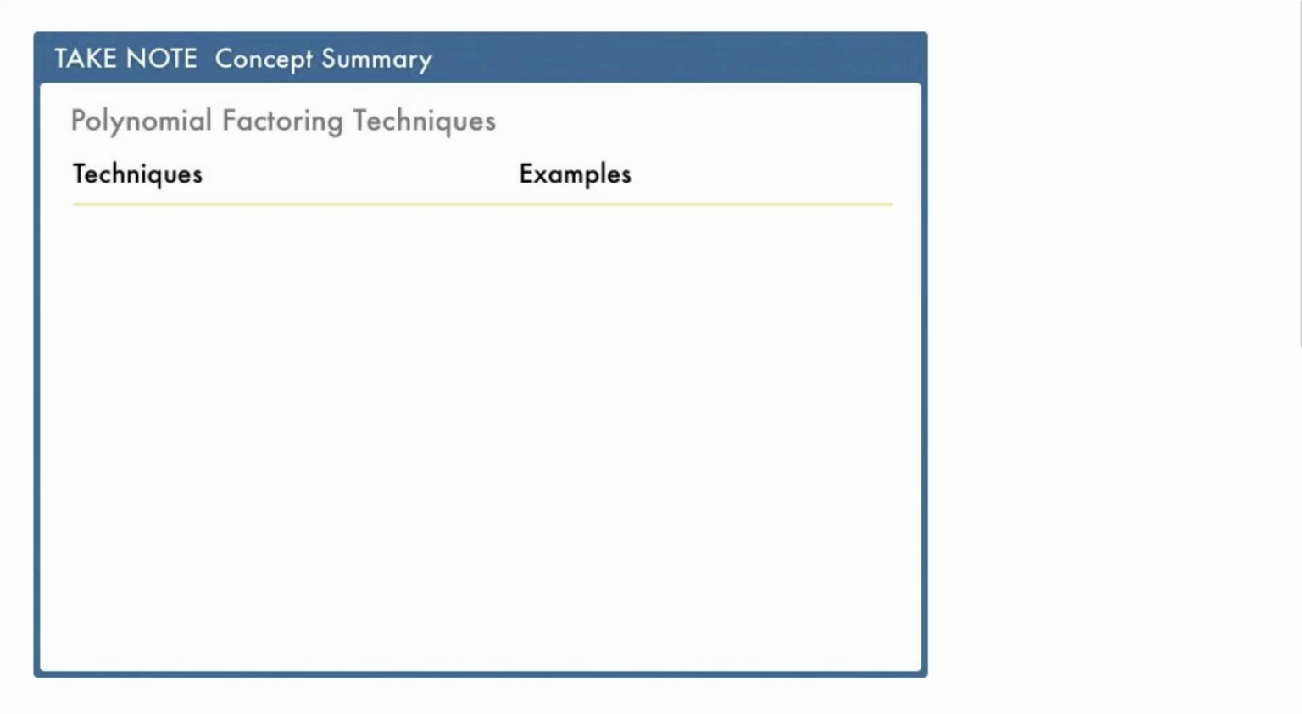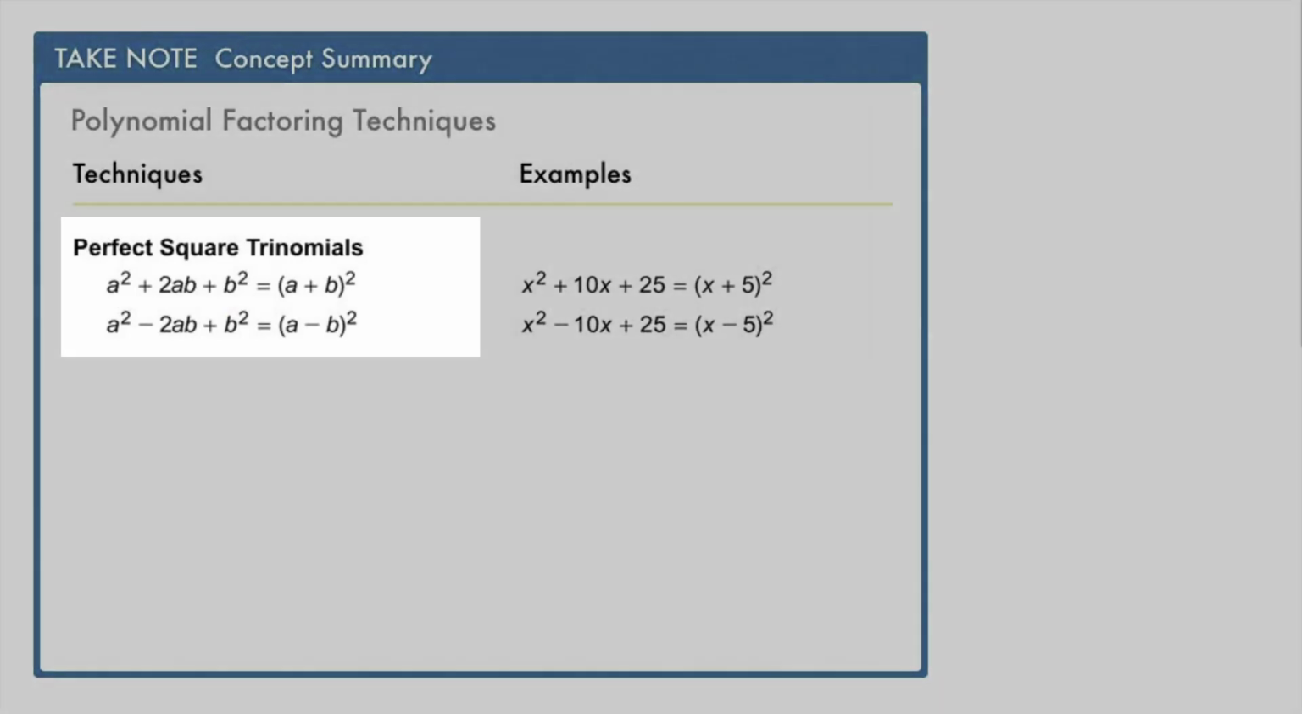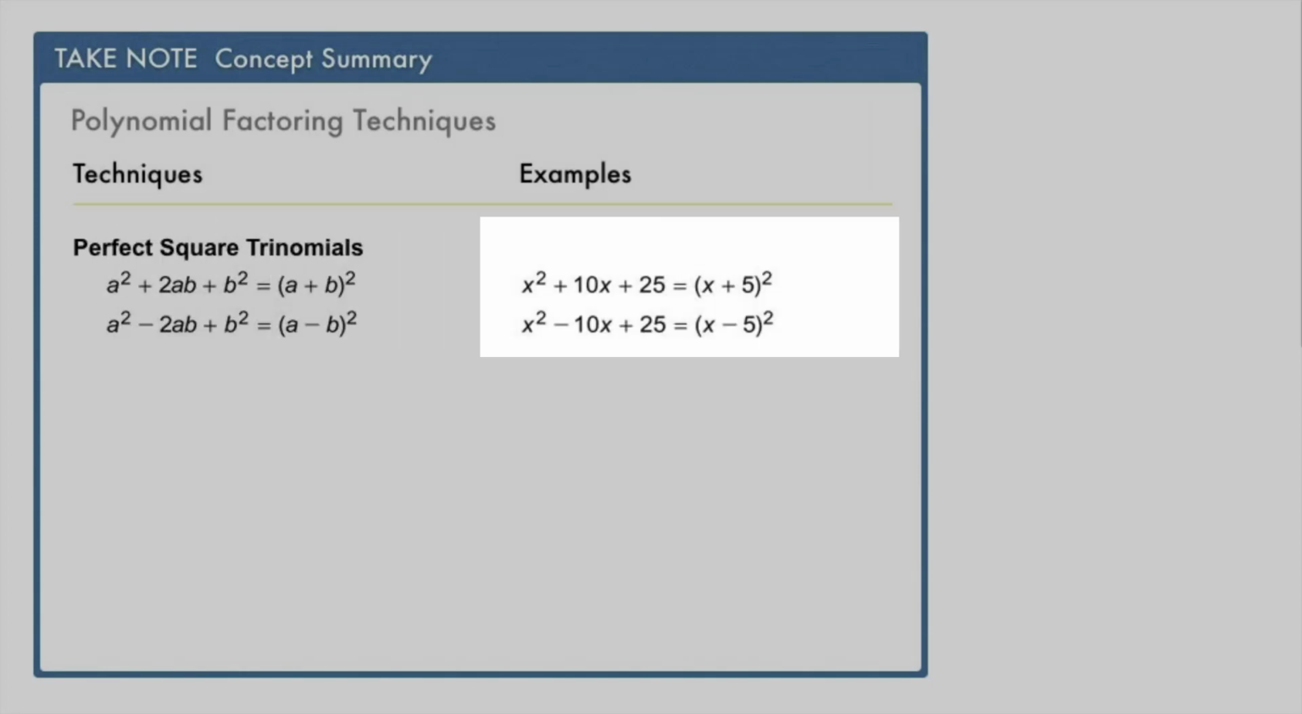Take note, concept summary, polynomial factoring techniques. Again, techniques on the left, examples on the right. Perfect square trinomials. A squared plus 2ab plus b squared equals the binomial a plus b squared. And a squared minus 2ab plus b squared equals the binomial a minus b squared. Examples. First, x squared plus 10x plus 25 equals the binomial x plus 5 squared. And next, x squared minus 10x plus 25 equals the binomial x minus 5 squared.